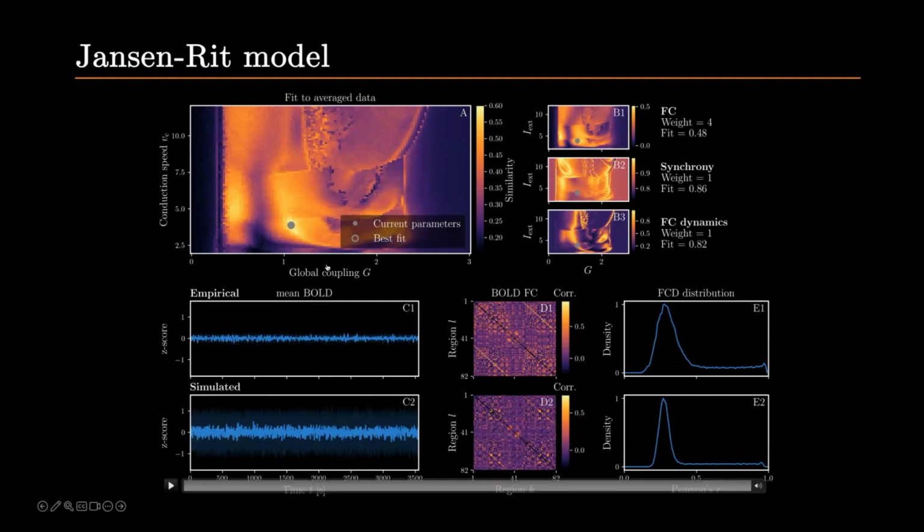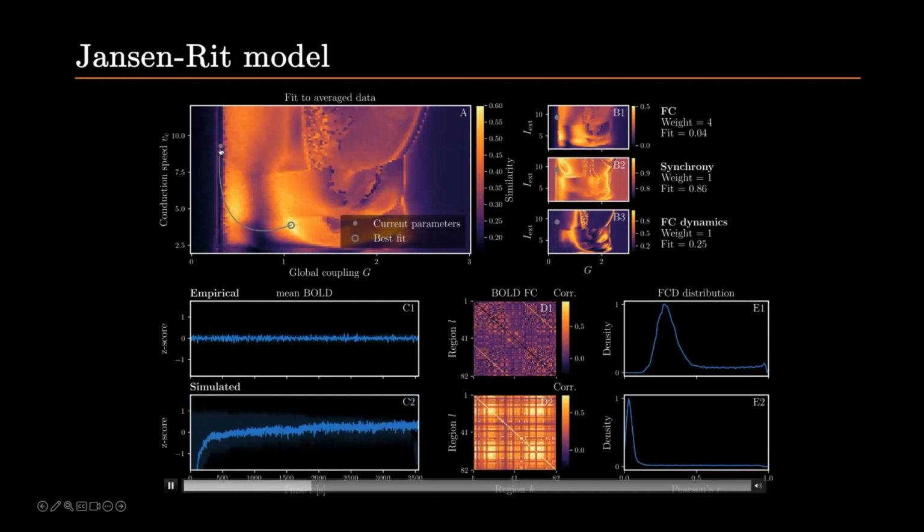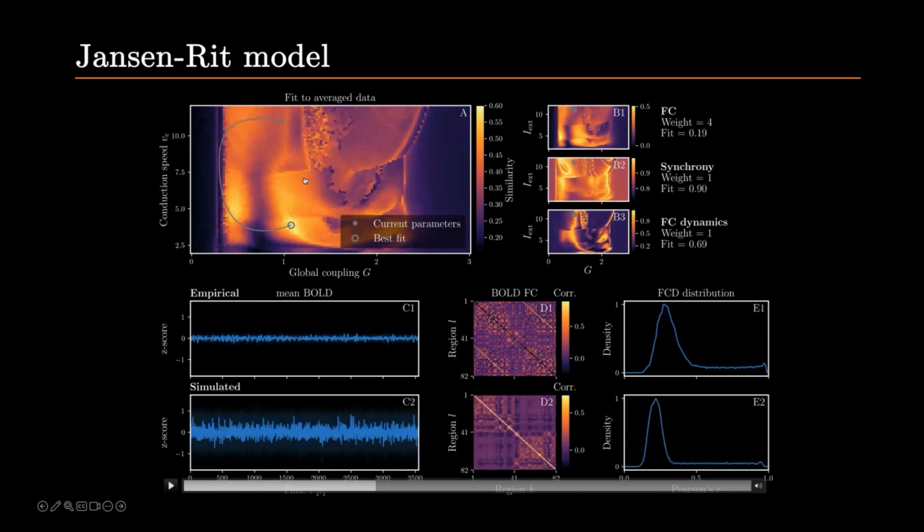So this time it's a parameter exploration in 2 parameters again, in global coupling and conduction speed. And it's the same as before. We just pick the brightest pixel here and travel through this parameter space just to illustrate again that we can get completely different setups. This is not a good FC. This is not a good FCD fit. And then as we are in the brighter regions, the FC looks already a bit better. The FCD looks a little bit better. But the best parameter combination is here, where we have a compromise between FC, synchrony and FC dynamics.